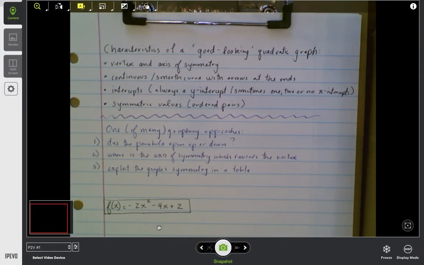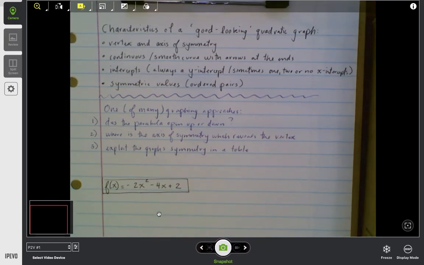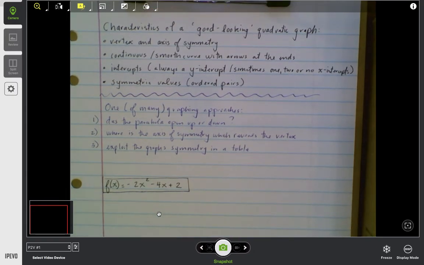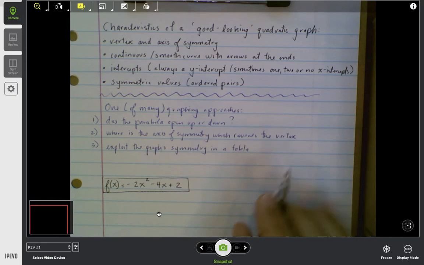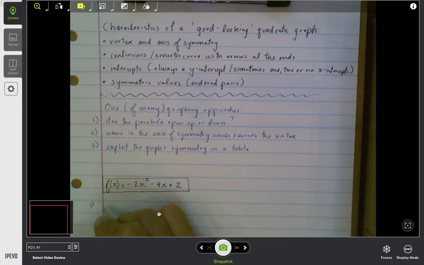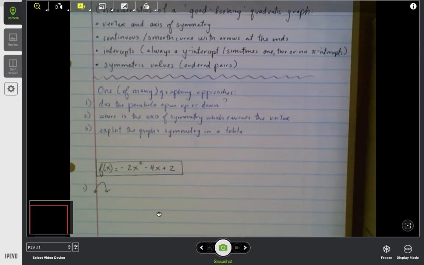In my case, I've got this function here, f of x equals negative 2x squared minus 4x plus 2. None of these terms, not the linear term, not the constant term, concern me in answering this question. What concerns me is this negative 2. Because this leading coefficient is negative, this parabola will open down. So the answer to question one is that my parabola opens down. I'm just going to sketch a parabola opening down.